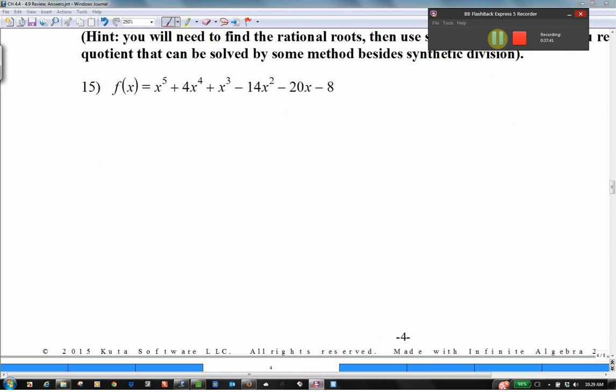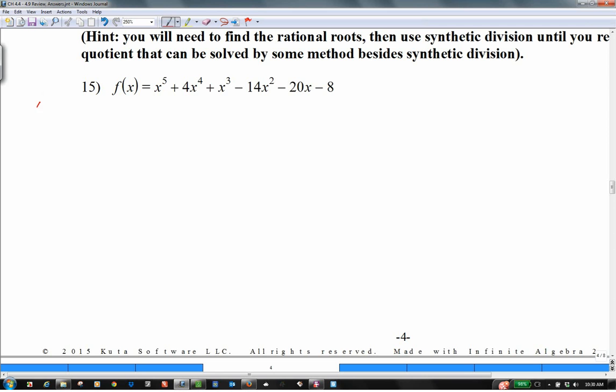In the last problem, we're going to have to combine a lot of the techniques we learned. We don't have any zeros given to us. We have a fifth power. We're going to have to find all the zeros, whether they are real or imaginary. So the first thing I need to do is make a list of possible zeros that I could have. So my list of zeros is going to be all the factors of 8, over all the factors of the coefficient of 1.